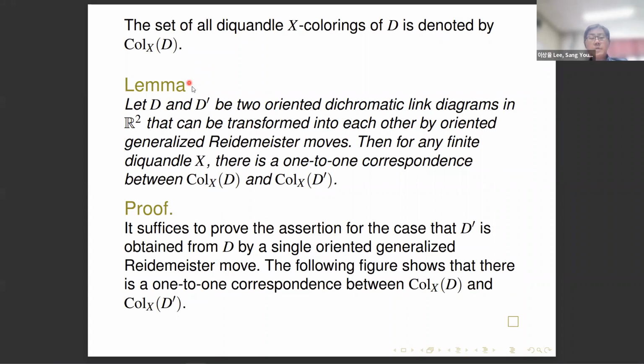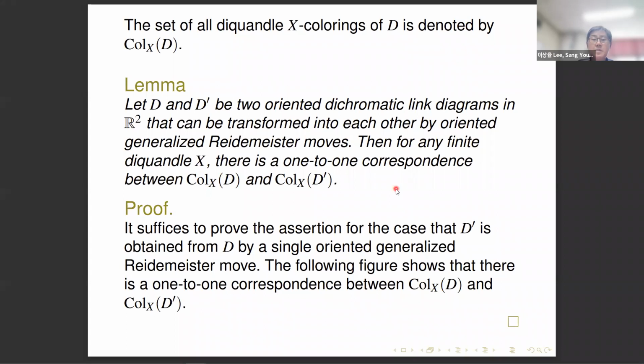Then we have this lemma: let D and D prime be two oriented dichromatic link diagrams in R². If they can be transformed into each other by oriented generalized Reidemeister moves, actually dichromatic Reidemeister moves, then for any finite diquandle X, there is a one-to-one correspondence between these two coloring sets.